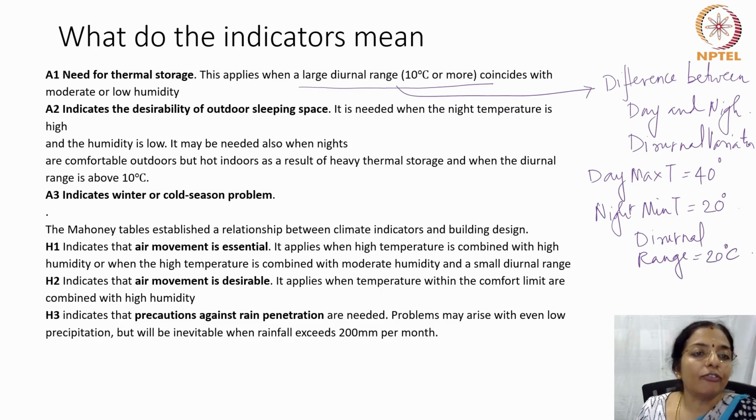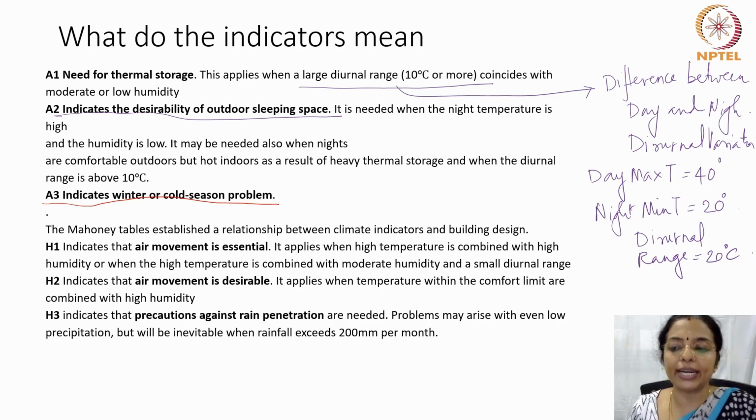A2 indicates the desirability of outdoor sleeping space. Now it is needed when the night temperature is high and the humidity is low. It may be needed also when nights are comfortable outdoors but hot indoors as a result of heavy thermal storage and when diurnal range is above 10 degrees centigrade. A3 indicates winter or cold season issues. So the Mahoney tables establish a relationship between climate indicators and building design.